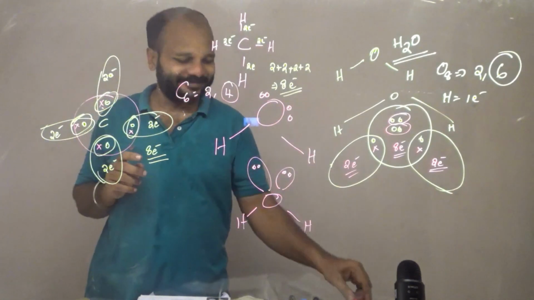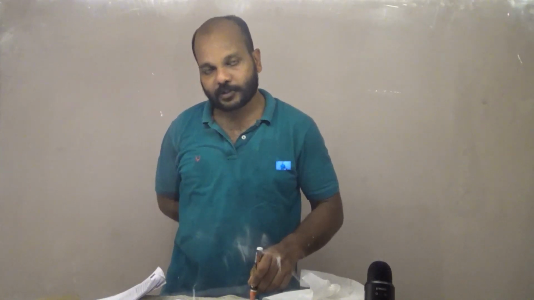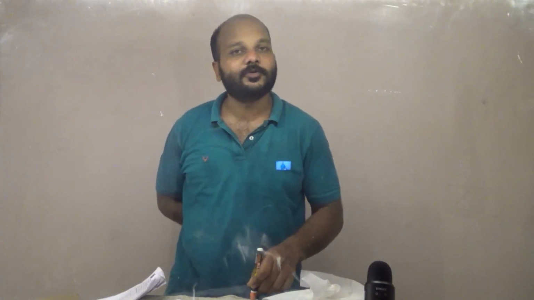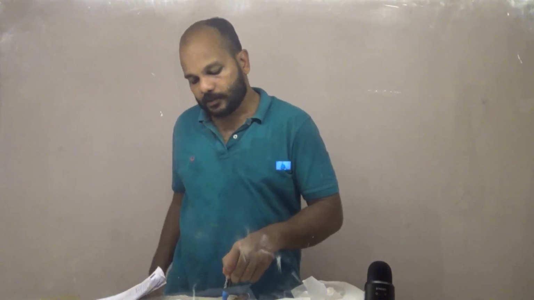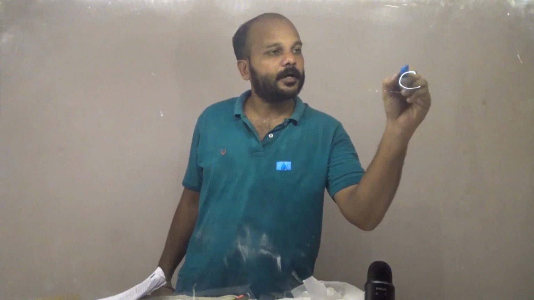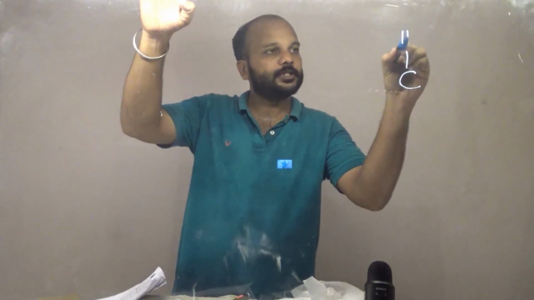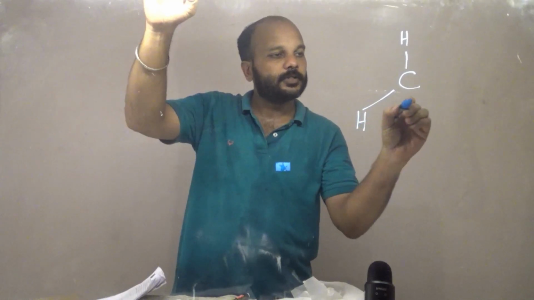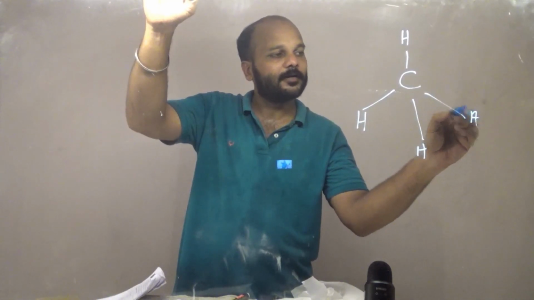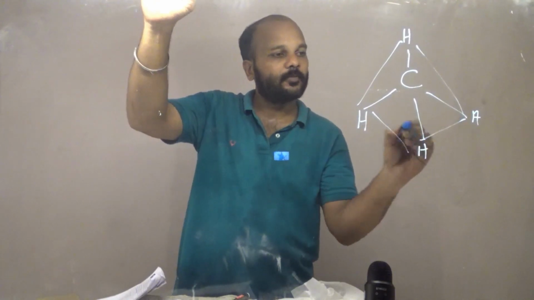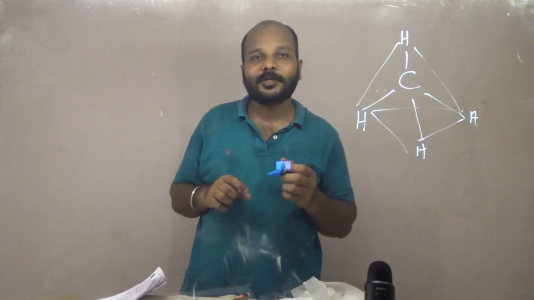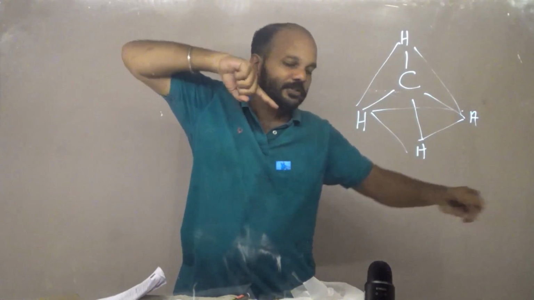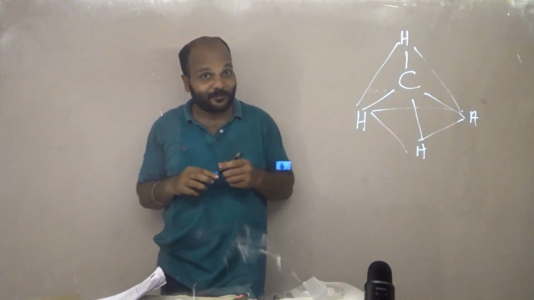Let's see what shape the methane molecule is going to attain. The methane molecule has a tetrahedral shape. See, it appears something like this. So the CH4 occupies the 4 corners of a tetrahedron. This is how the molecule attains it. One atom will be here, next one here, next one here, next one here. So it is in the form of a tetrahedron.